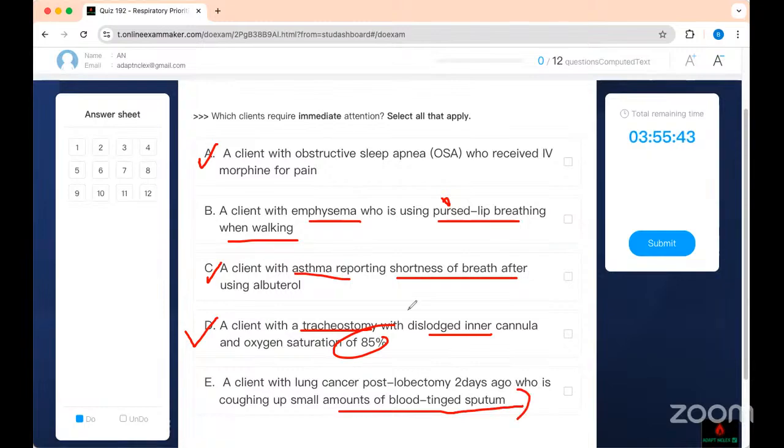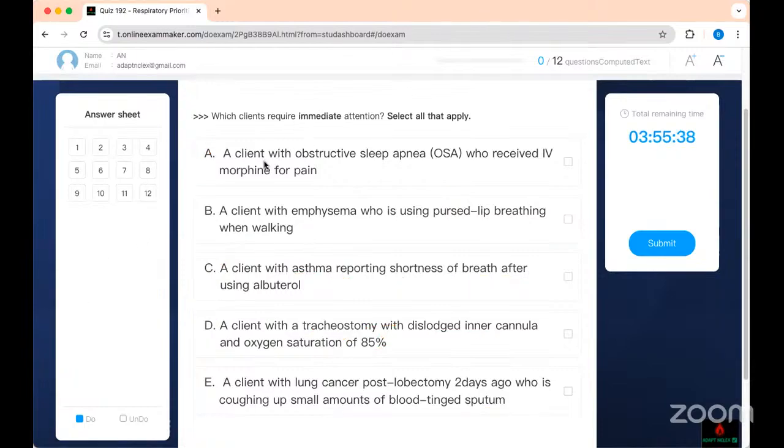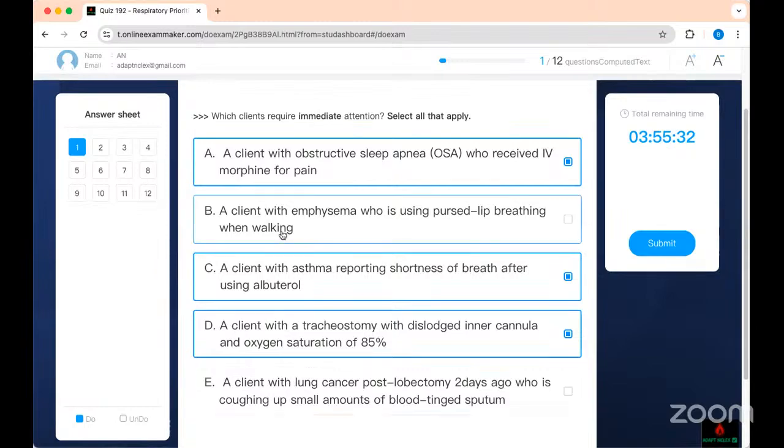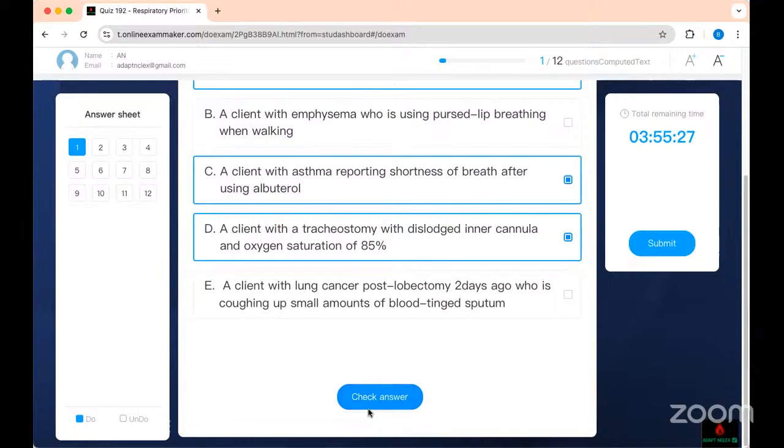So watch for these kinds of traps and you won't be trapped, because you don't want NCLEX to trap you. If they trap you, then you are in trouble. So what is your answer? A, C, and D. B and E are all expected findings.